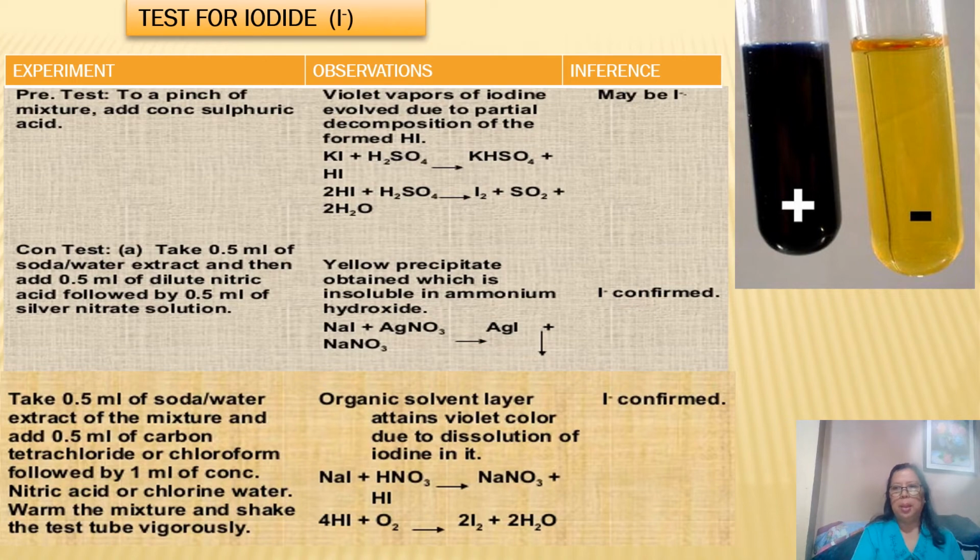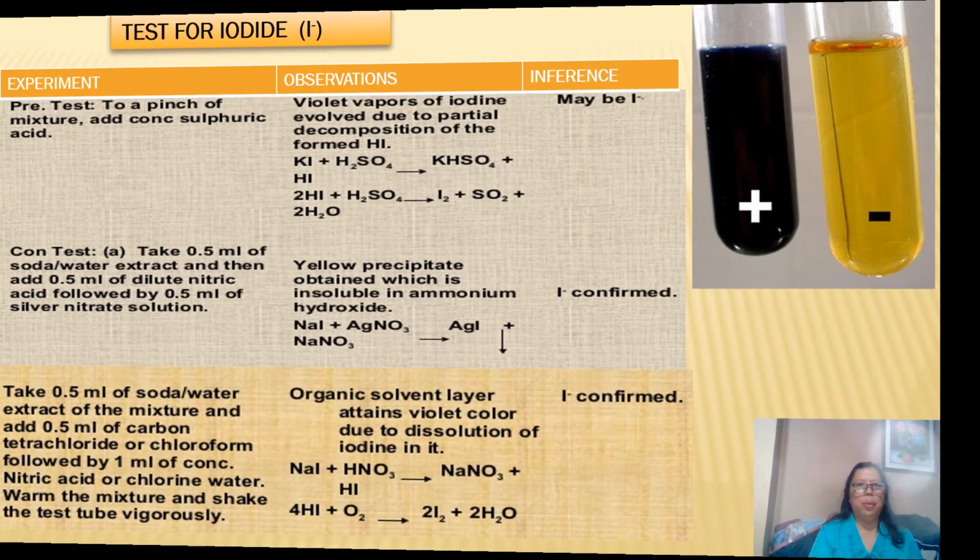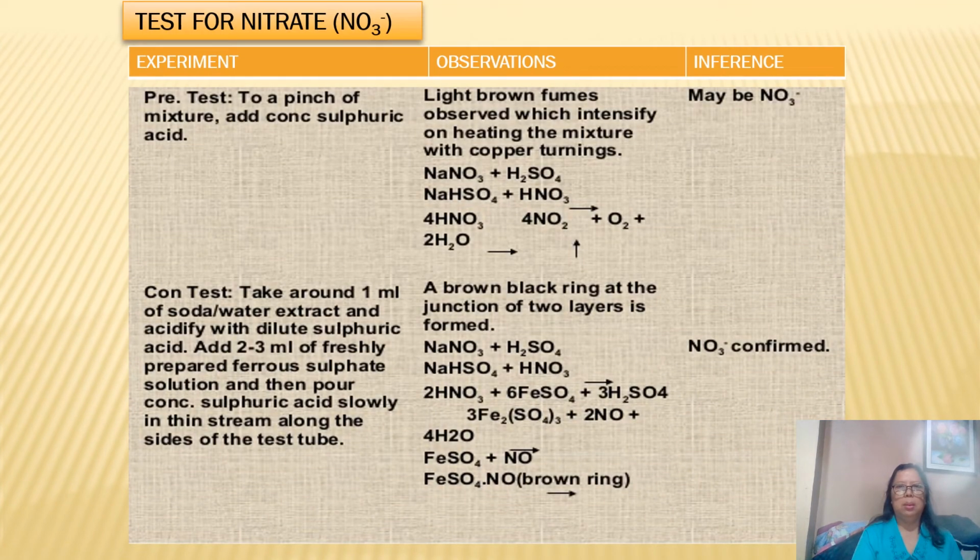So next we have the test for nitrate. Again, sulfuric acid is added, light brown is produced. And for the confirmatory test, after the addition of sulfuric acid, you could add ferrous sulfate, and then more sulfuric acid, a brown black ring produced between two layers will confirm that nitrate is present.